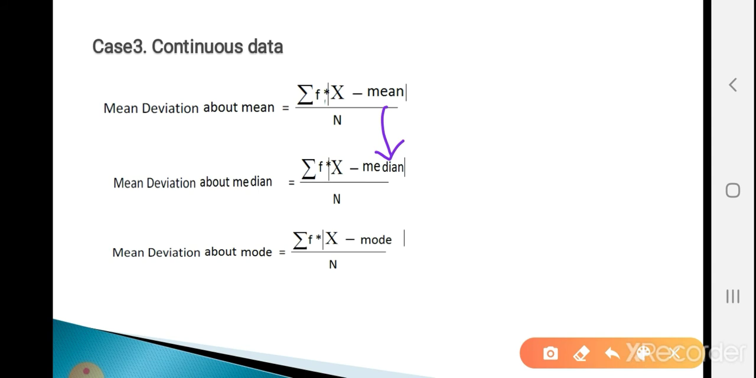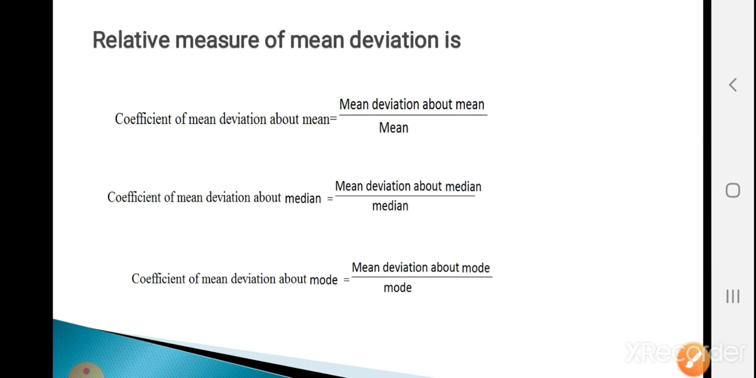And the last formula, mean deviation about mode: just write down the mode instead of median. So the formula is summation f into mod of x minus mode, divided by capital N. And the relative measure of mean deviation: the coefficient of mean deviation about mean is equal to mean deviation about mean divided by mean.